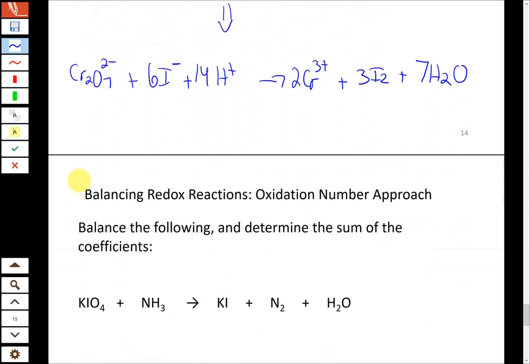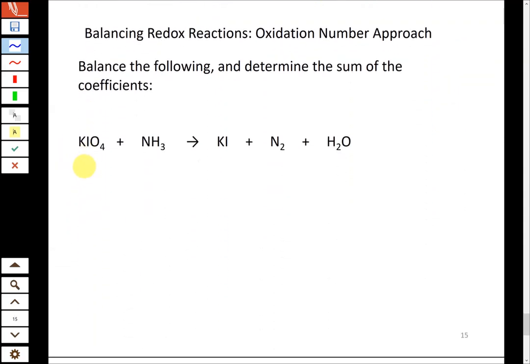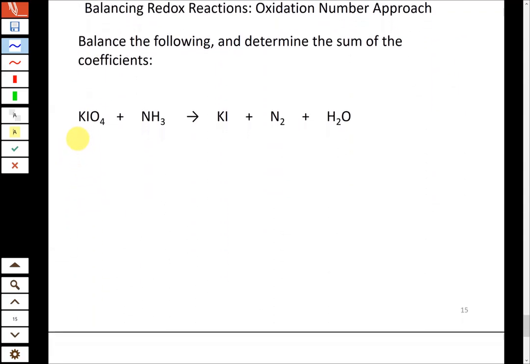All right, I think we're just going to do two more. So we have this one here, KIO4, which is called potassium periodate, plus NH3 going to KI plus N2 plus H2O. Now, just like we saw before for other types of chemical equations, a lot of times what we'll do in Blackboard is we'll say balance the equation with the smallest whole numbers and then determine the sum of the coefficients. That's what we're doing here.